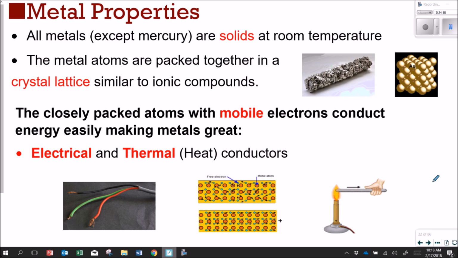Some metal properties: all metals except mercury are solids at room temperature. They are also packed in a crystal lattice, similar to ionic compounds. The closely packed atoms with mobile electrons make it that metals are great electrical and thermal or heat conductors.